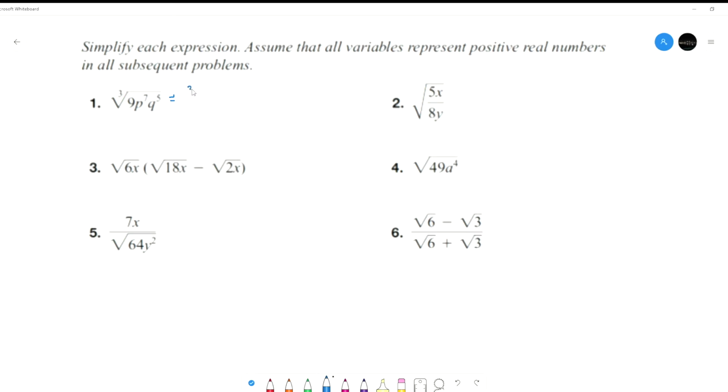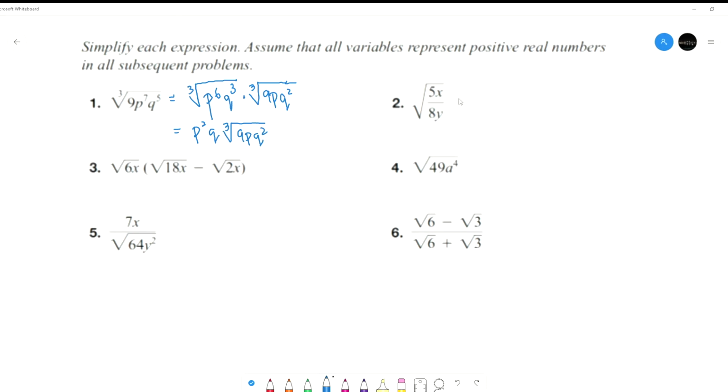Alright, since it's a cubed root, we can't simplify the 9, right? Cubed root of 9 can't be simplified. The p can be, right? So if I did p to the 6th, q to the 3rd, times cubed root of 9p q squared, right? I separated them so that we could clearly see cubed root of p to the 6th q to the 3rd is equal to p squared q times the cubed root of everything that's left over, 9p q squared, and that's your answer.